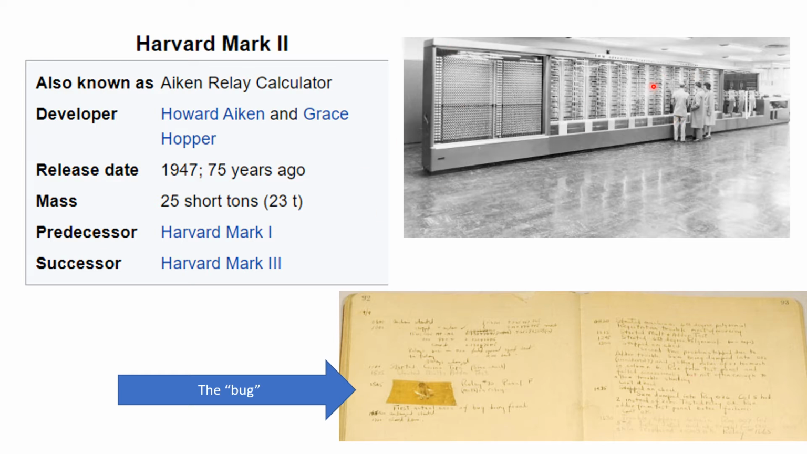Also is famous, I think, because what happened is the machine wasn't working, and they tore it apart to find out why, and they found this bug that they pasted in there, and that is why the term debugging came about. And I don't know if Grace Hopper actually wrote this notebook, but she could have.